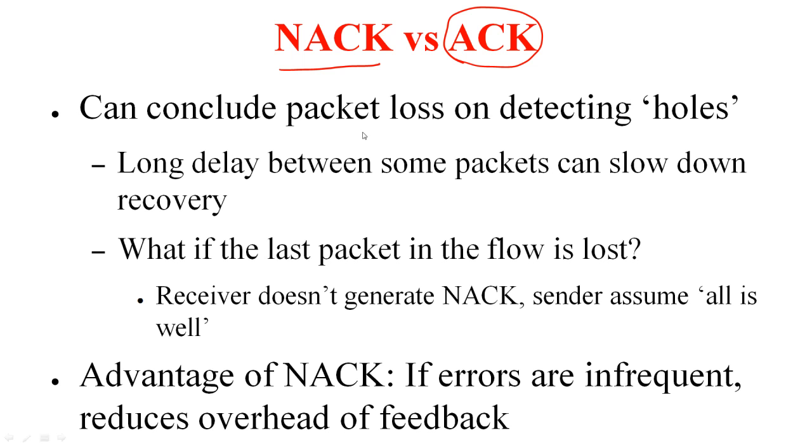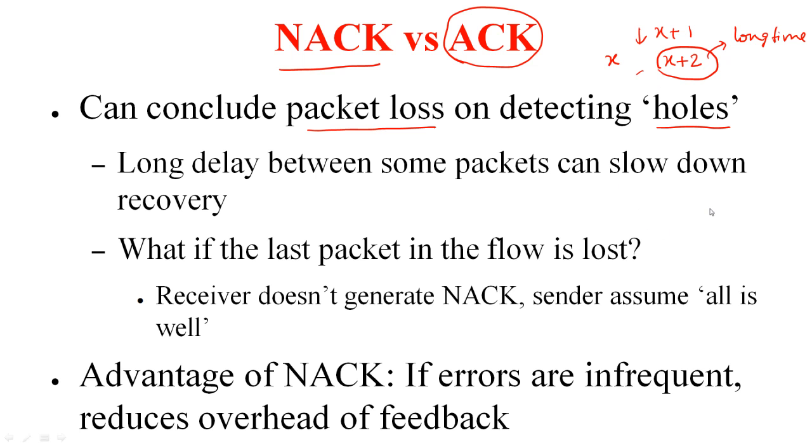So the way the NAKs work is they can conclude that packet loss has happened only on detecting holes. In other words, they received packet X and they received packet X plus 2. That means packet X plus 1 is lost. So that is how they detect holes. Now it is possible that some packets get sent and the next packet, this X plus 2 packet, gets sent after a really long time after X, in which case if this packet X plus 1 were to be lost, you are not going to recover it, and that's not a good thing to do.